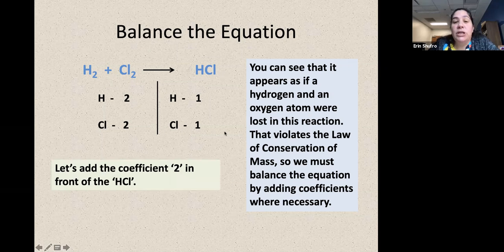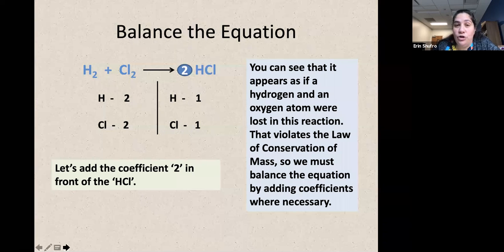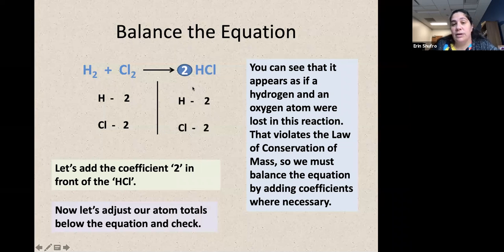Okay, so let's put a 2 here in front of the HCl. Now, how does that change the number of hydrogens and the number of chlorines in your molecule? By putting a 2 here, that now means you have 2 HCl's. So now you have 2 hydrogens and 2 chlorines. Okay, so are we balanced now?